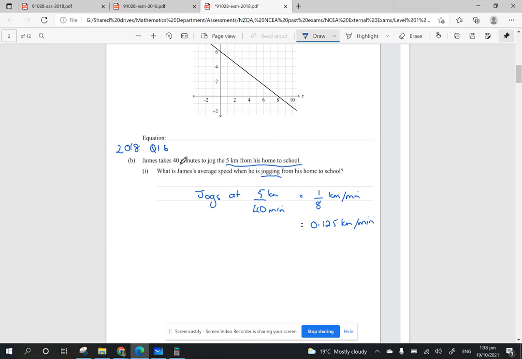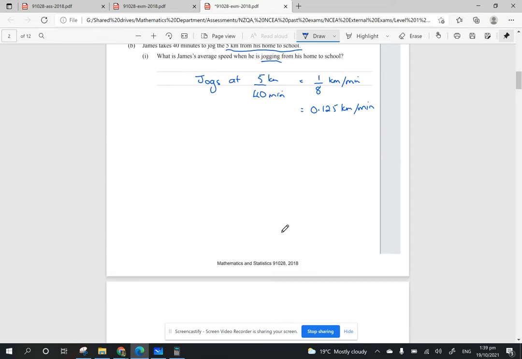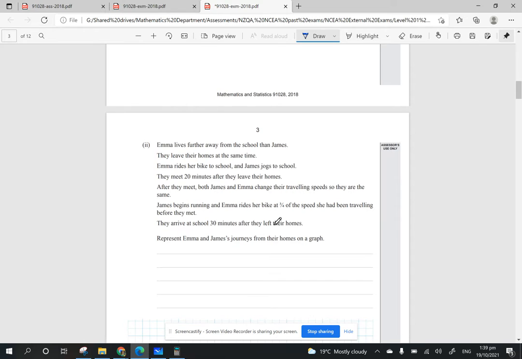James takes 40 minutes to jog 5 kilometres from his home. What is the average speed that he is jogging from his home to school? You want to know the speed, so that's kilometres per minute. So if he's done 5 kilometres over 40 minutes, that gives him 1/8 kilometres per minute, or 0.125 kilometres per minute. The next question is this one.